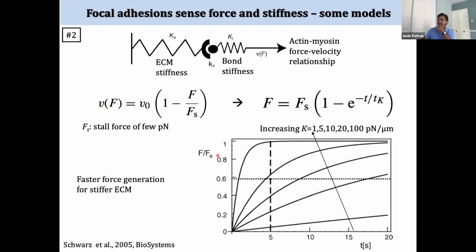And that leads to this time relationship as opposed to force. And if you plot it for different stiffnesses, as you can see, the higher the stiffness, the faster the force development. So the x-axis is time, the y-axis is the force development. And for a higher spring constant, force develops very, very quickly within 5 seconds and plateaus. On a softer spring, force doesn't develop as fast.